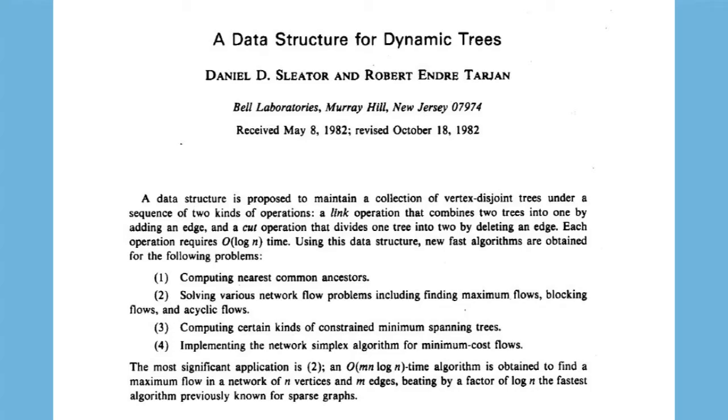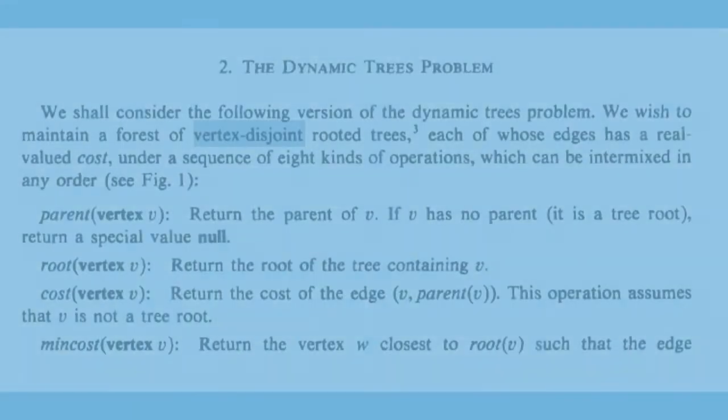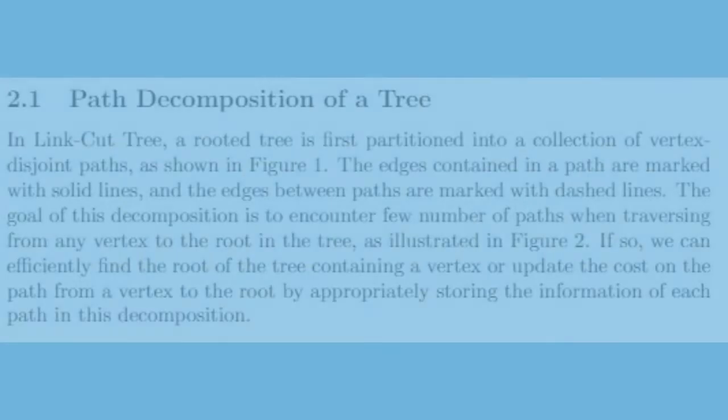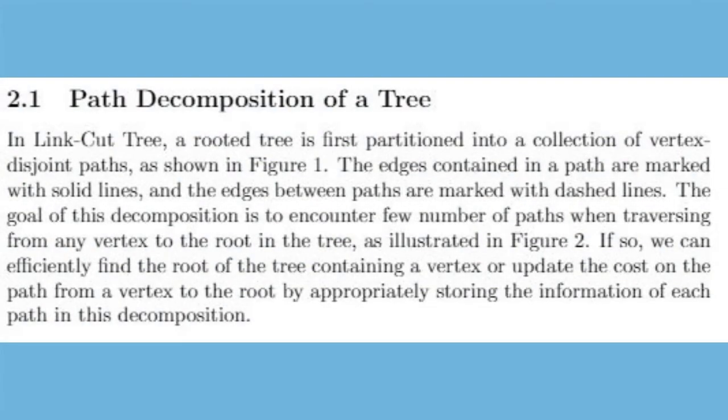The four advantages cited by this paper are computing nearest ancestors, solving network flow problems, computing certain kinds of constrained minimum spanning trees, as well as implementing the network simplex algorithm for minimum cost flows. In particular, the dynamic tree is used to represent a set of vertex disjoint paths. To represent this, we can convert some edges to dashed and keep some as solid. This is called the naive partitioning. Namely, the edges connecting different paths will be dashed.